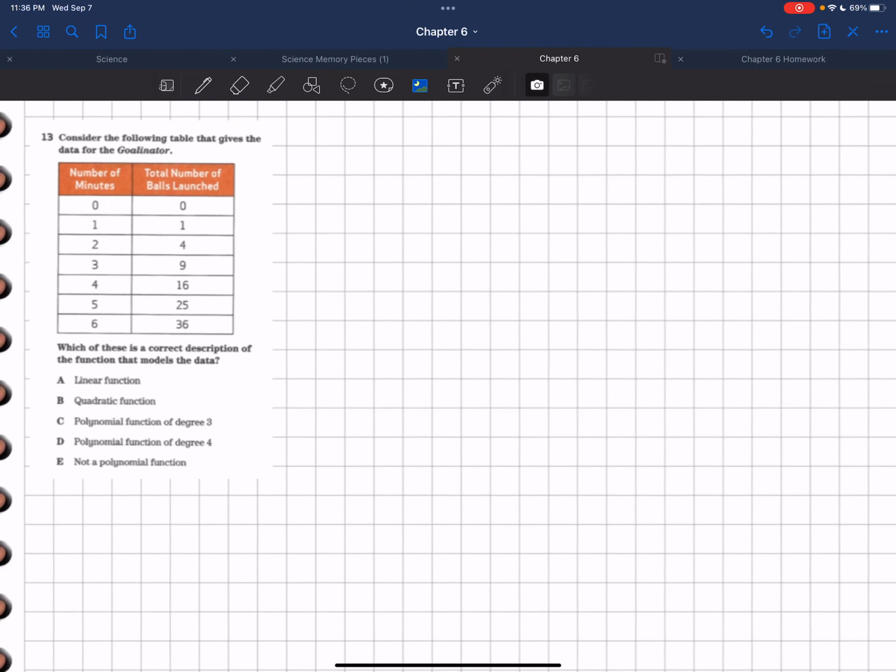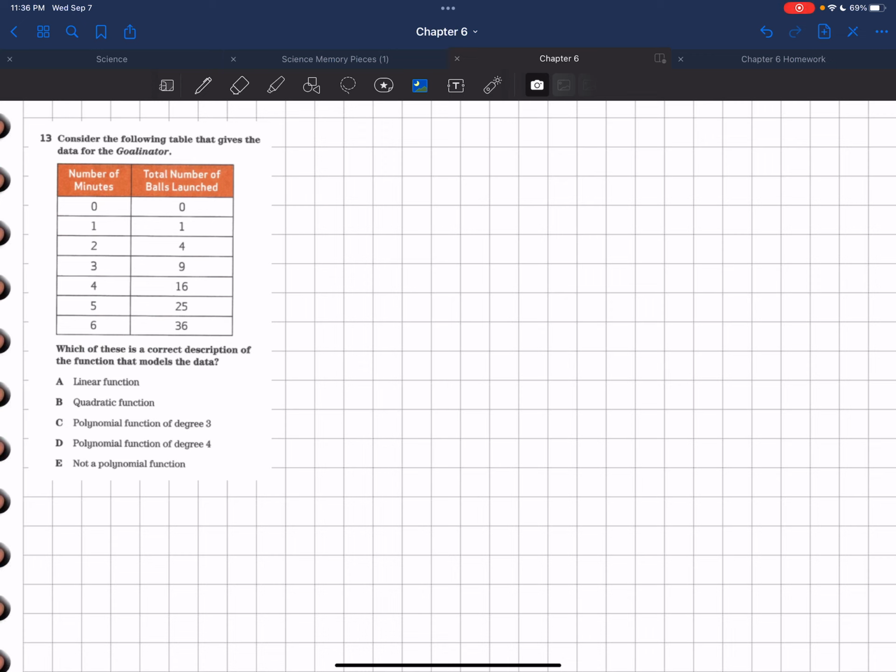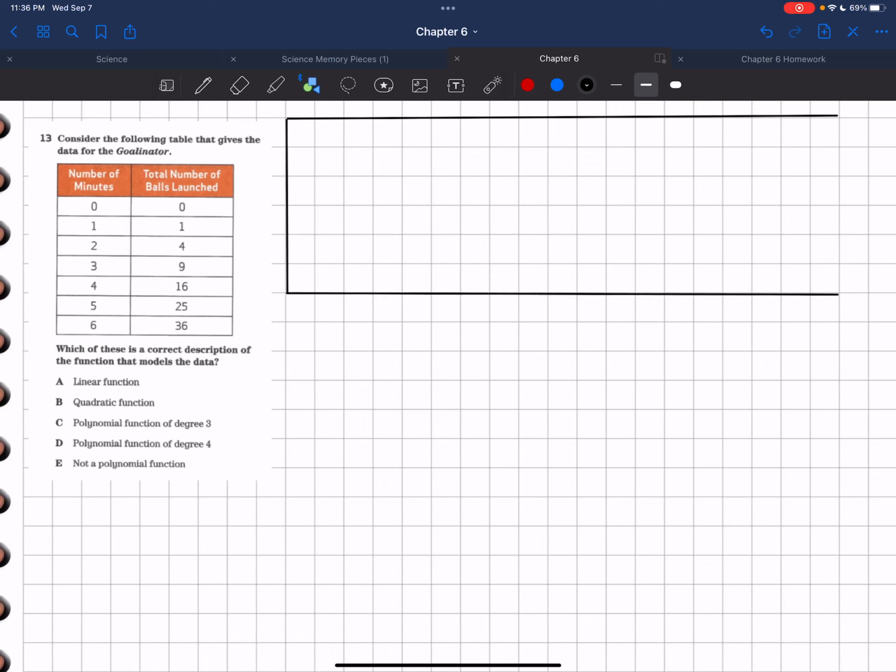Number 13. Consider the following table that gives the data for the goalinator. So let's take another table. Again, I'm going to draw enough to go to the 4th degree if necessary. I don't think we'll have to on this one, but we might. So there's the X and Y's, and I'll make a space for the first consecutive differences.